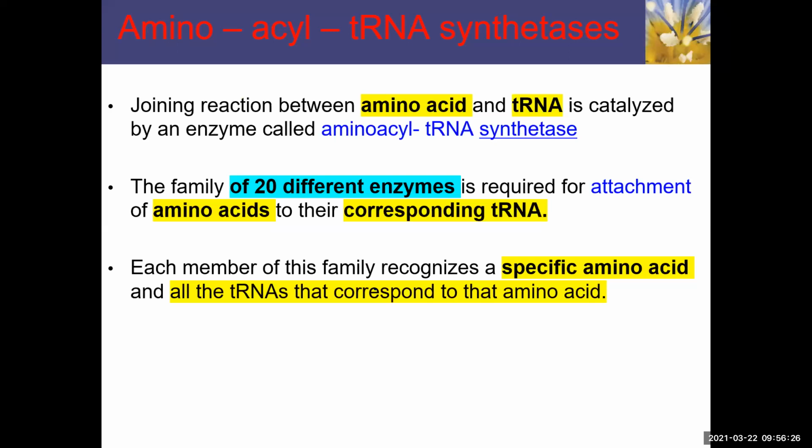As I told you initially, there are 20 different enzymes. So every amino acyl tRNA synthetase is specific for that amino acid. We have 20 amino acids. We might have 45 to 50 tRNAs, but we also have 20 different enzymes, amino acyl tRNA synthetases, for the specific amino acid which binds to the corresponding tRNA. Is it clear?